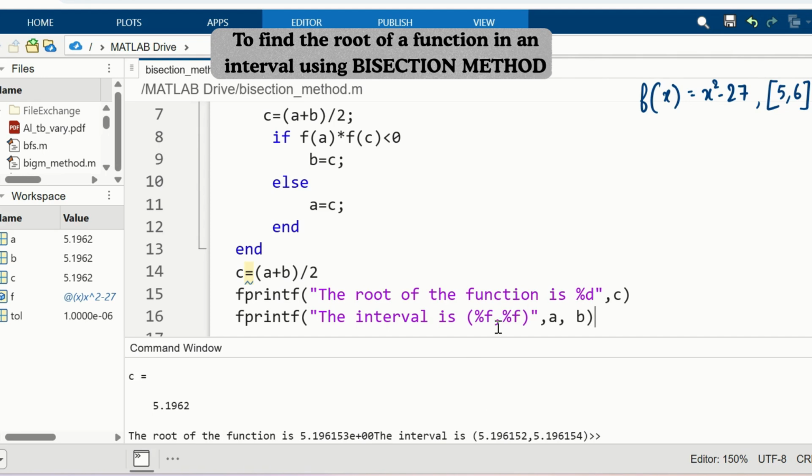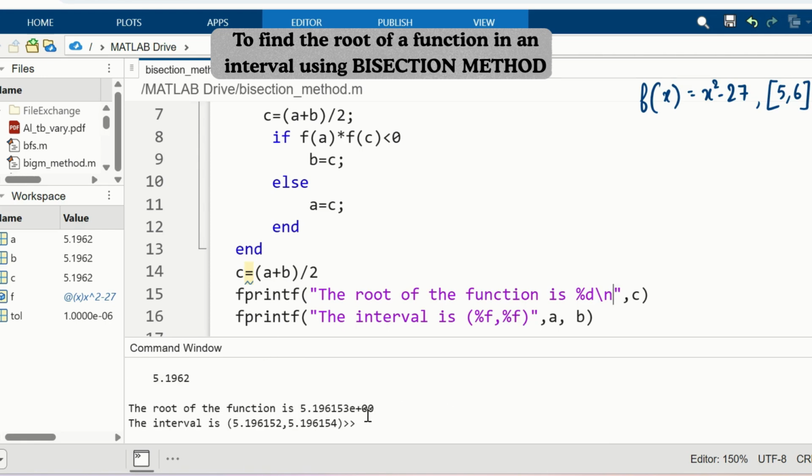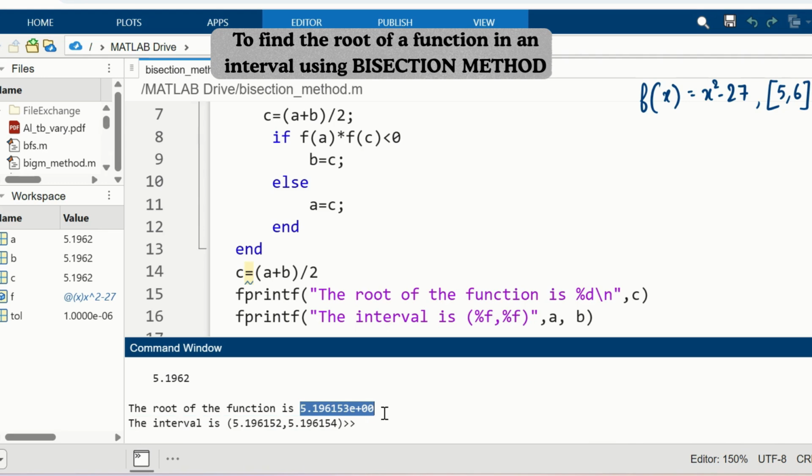And the interval in which it lies is 5.196 to 5.196. As you can see, the same thing appears on the same line, so we can change the line using backslash n. Now it is clear: this is the root of the function and this is the interval in between which the root lies.